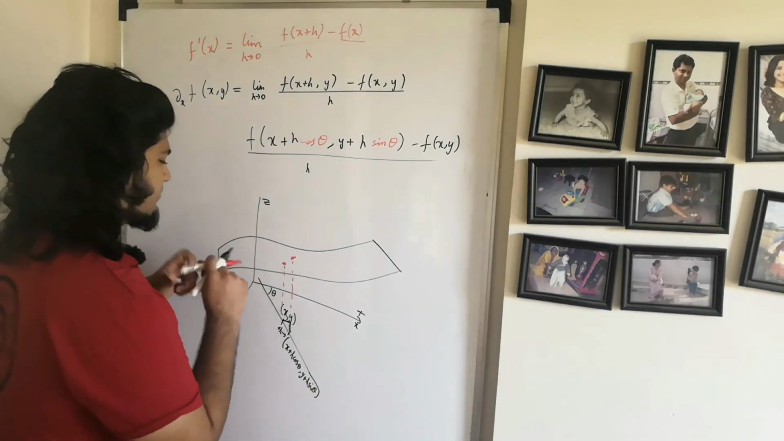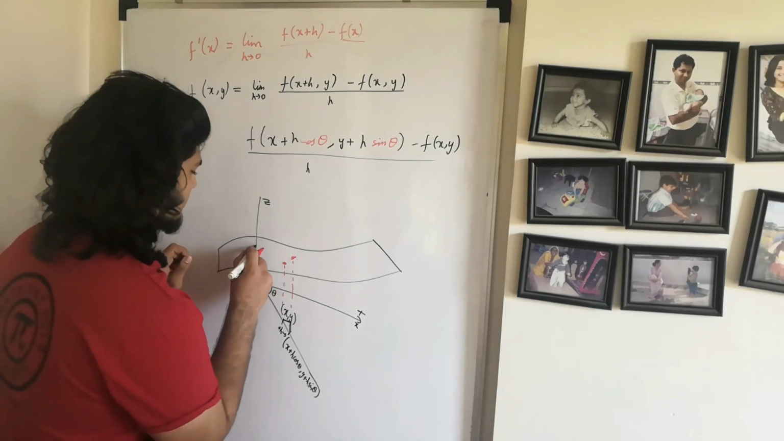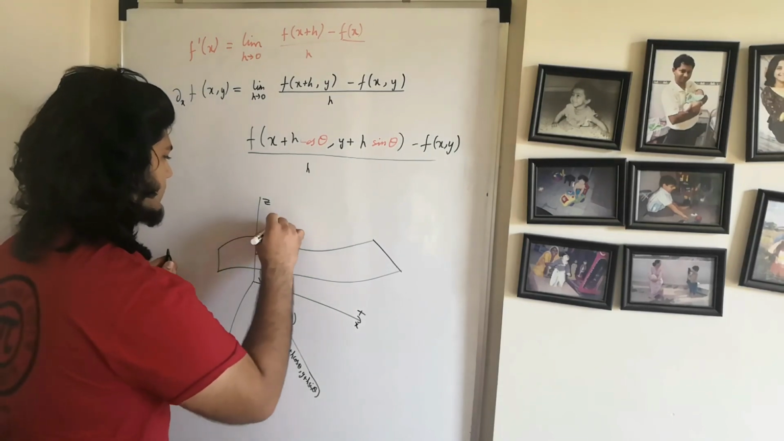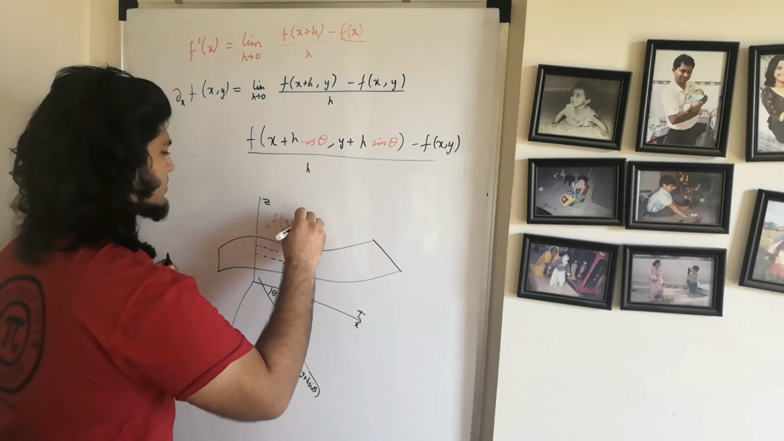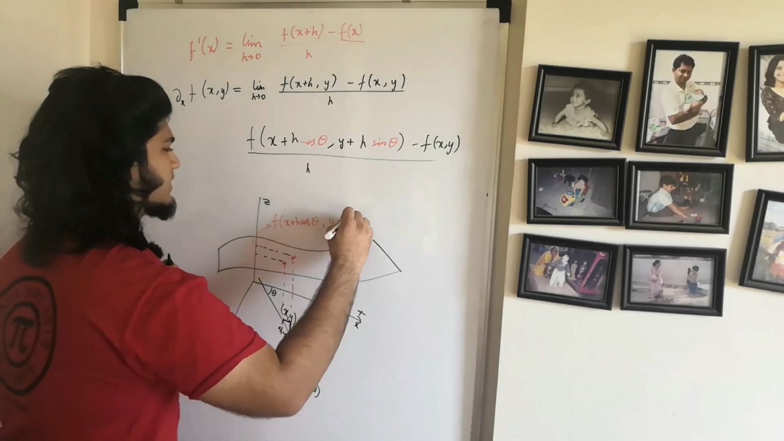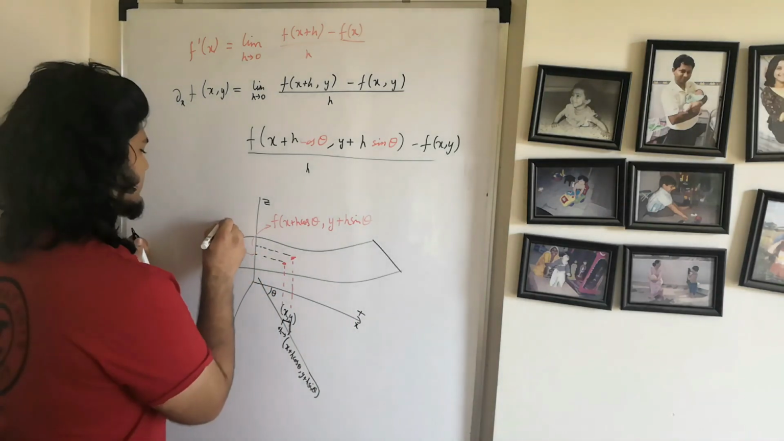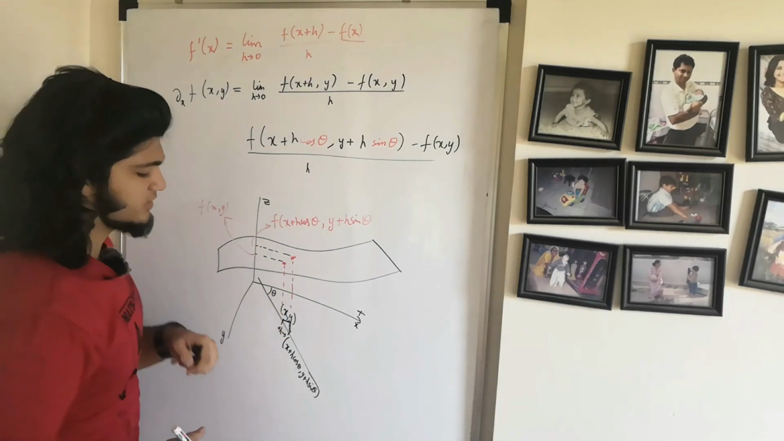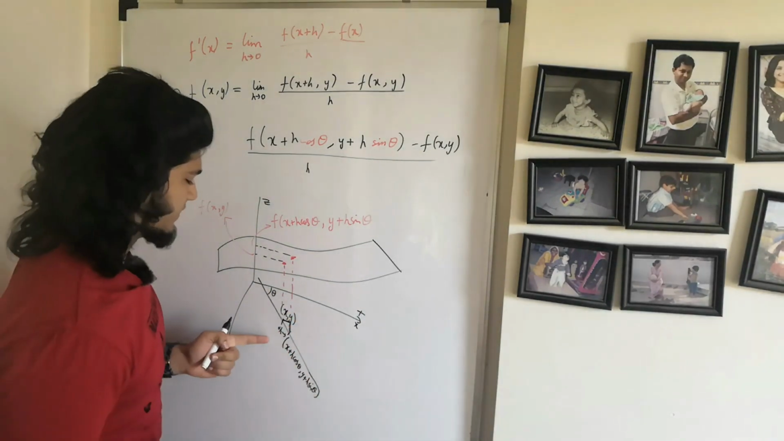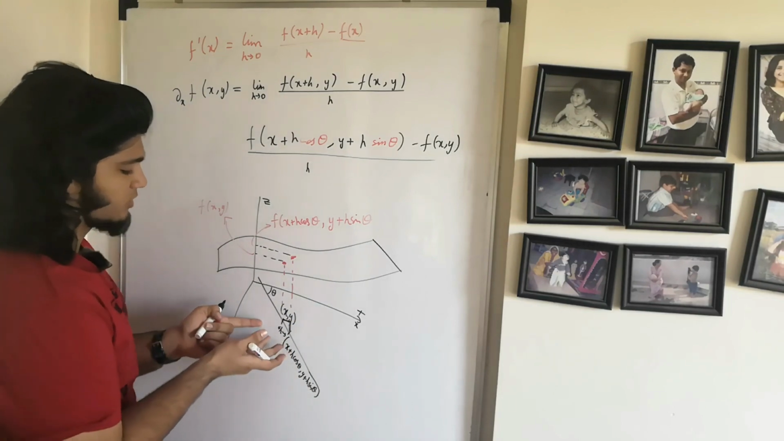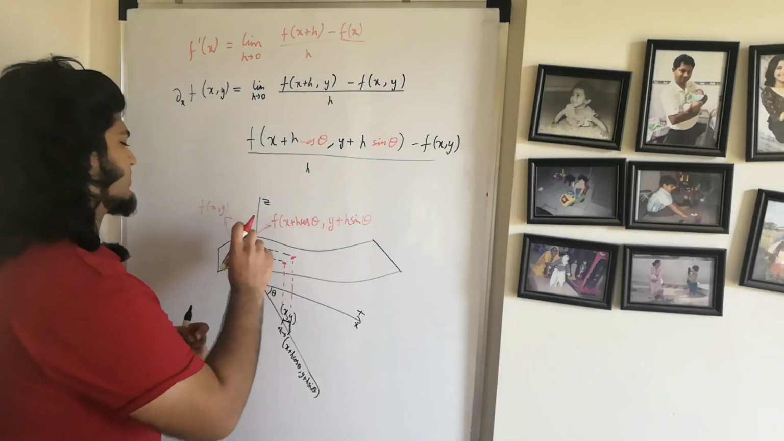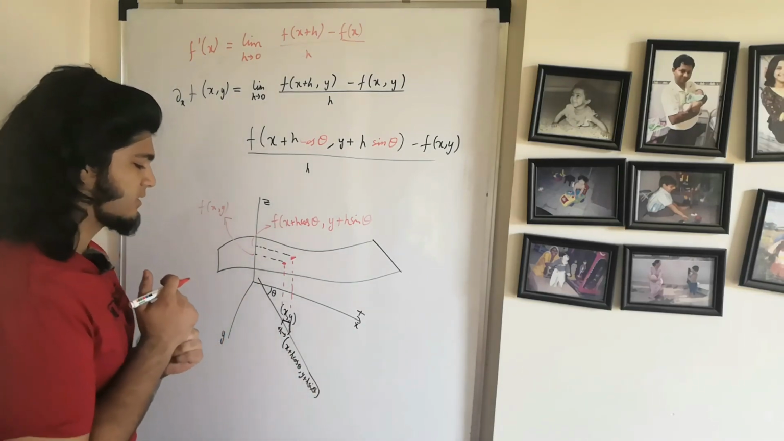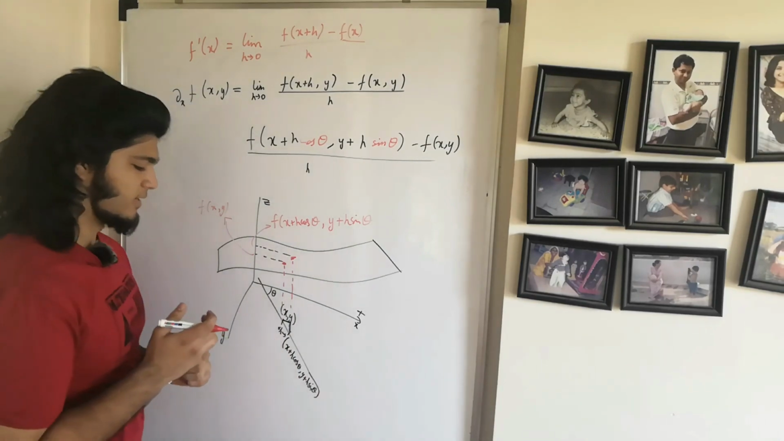So now I can once again take the projection on the z axis and see what the z values are. So this is f of x plus h cos theta comma y plus h sin theta, and this is f of x comma y, and I can take the difference and divide that by h to get some new kind of derivative. You can still call it a derivative because you're taking a tiny step and then seeing the change in the function, dividing it by the step. So this is still some kind of derivative, and this is in fact called the directional derivative.